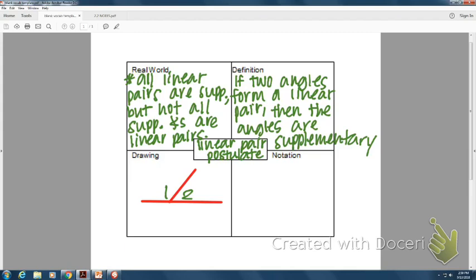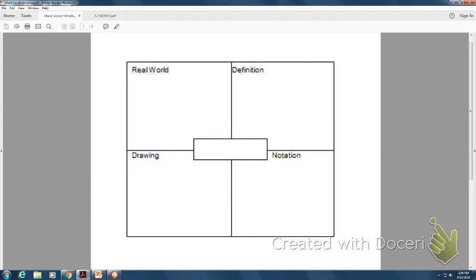pairs because they can have what? Why are not all supplementary angles a linear pair? Because what? They cannot share what? Very good, because they cannot share that common side. Okay, so that is why not all supplementary angles are linear pairs. Okay, last two. Segment addition postulate.